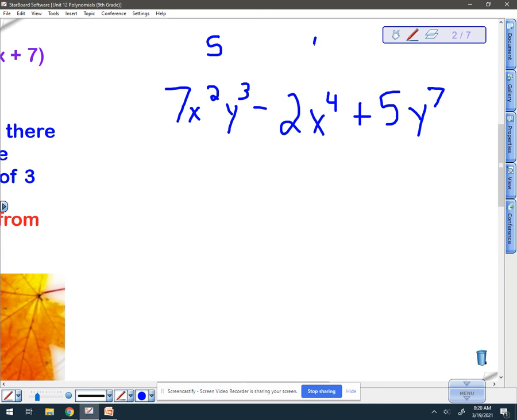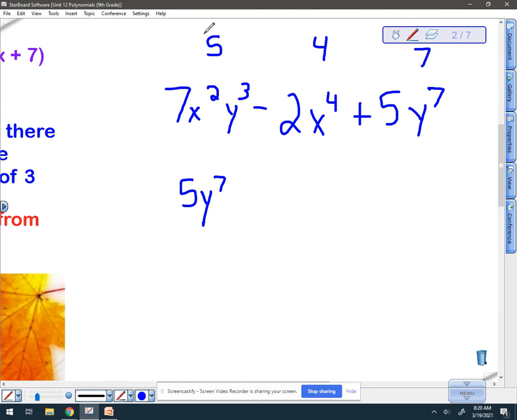X to the fourth, so it's 4. What's the degree of this one? Y to the 7th, so it's 7. So then you just rewrite it in order. Which one's the biggest degree? 7. So positive 5y to the 7th goes in the front.